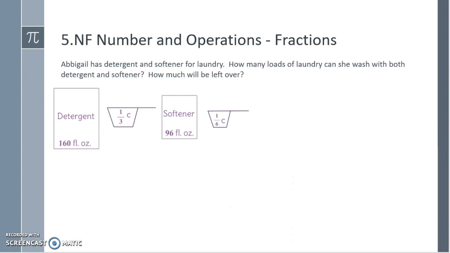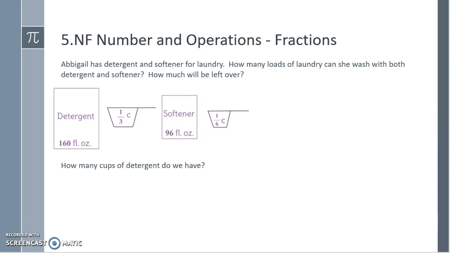Abigail has detergent and softener for laundry. How many loads of laundry can she wash with both detergent and softener? And how much will be left over? Detergent comes in a 160 fluid ounce bottle, and 1 laundry load is 1/3 of a cup. Softener comes in 96 fluid ounces, and each laundry load needs 1/6 of a cup.